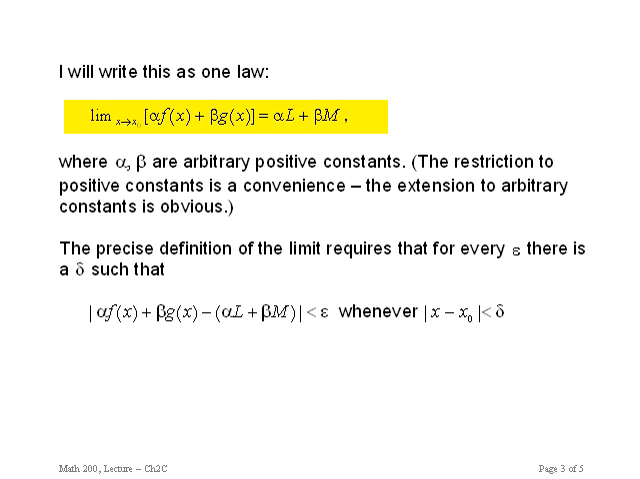Now, the precise definition of a limit requires that for every epsilon there is a delta such that my function, alpha f plus beta g, minus the proposed limit, alpha L plus beta m, is less than epsilon whenever x minus x naught is less than delta.